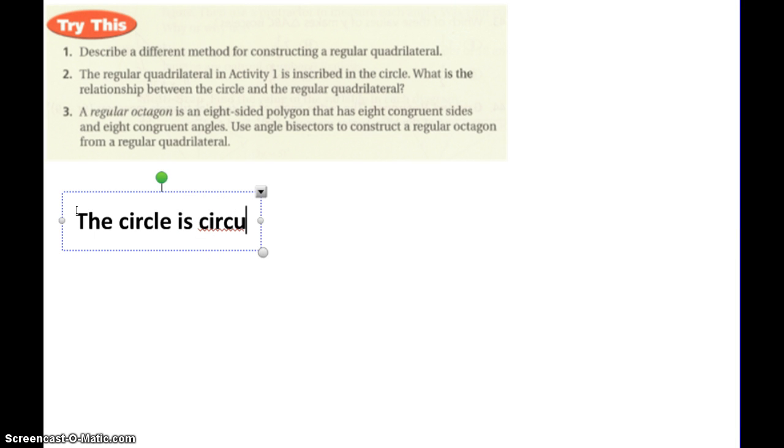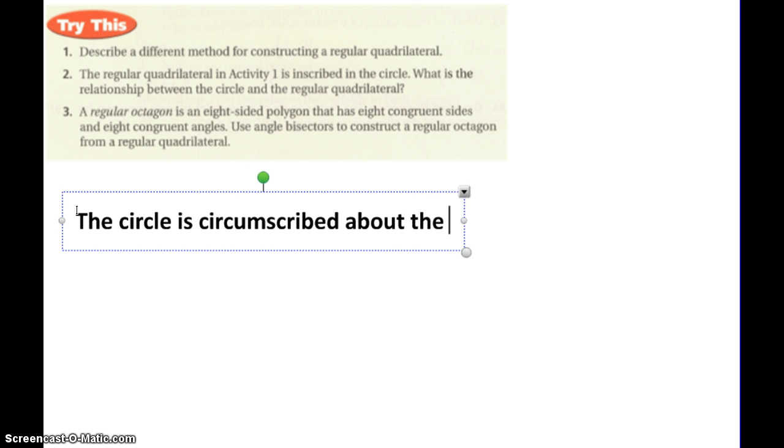Let's discuss question 2. It says, the regular quadrilateral in activity 1 is inscribed in the circle. What is the relationship between the circle and the regular quadrilateral? Basically, if you have a shape inscribed inside of a circle, that means that the circle is circumscribed about the quadrilateral.